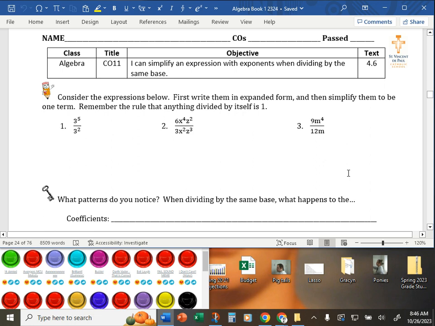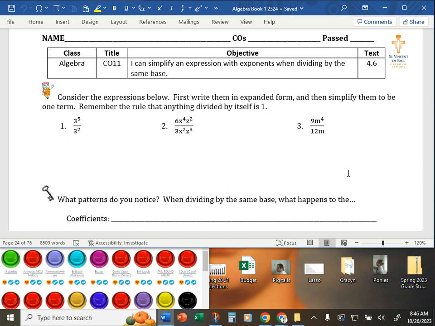Algebra, we are going over rule number 2 for exponent expressions. This is dividing by the same base. Yesterday, well, the last 2 days, we focused on multiplying by the same base. Here we are dividing by the same base.